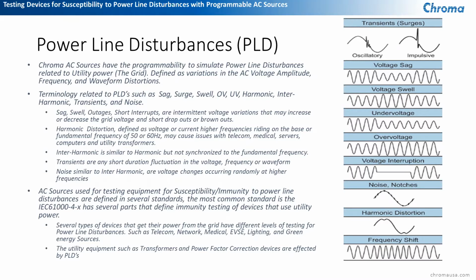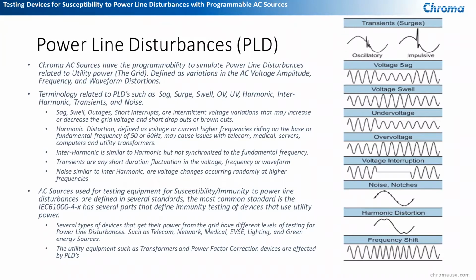Under voltage and over voltage are where the load or the line is running at a lower voltage than nominal for a longer period of time than a normal swell or sag. Voltage interrupt is when the voltage shuts down, and it can occur as a short duration, from a half cycle all the way up to multiple cycles, even minutes.